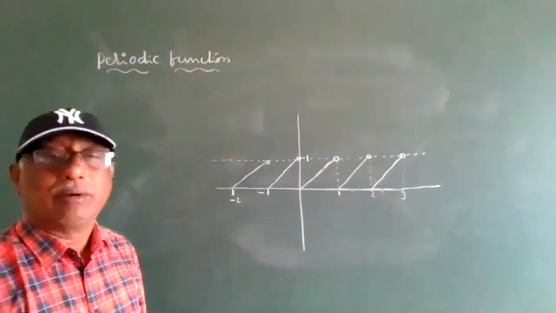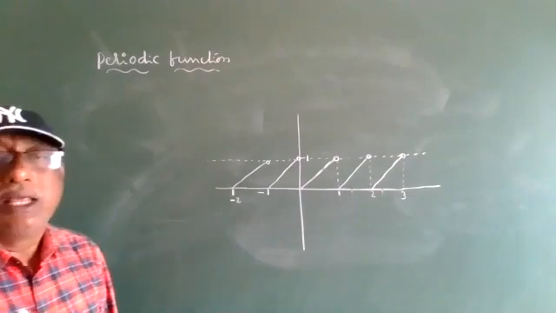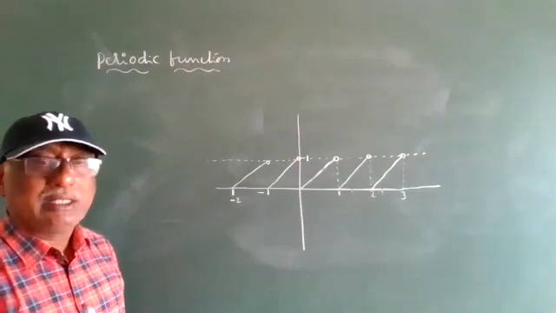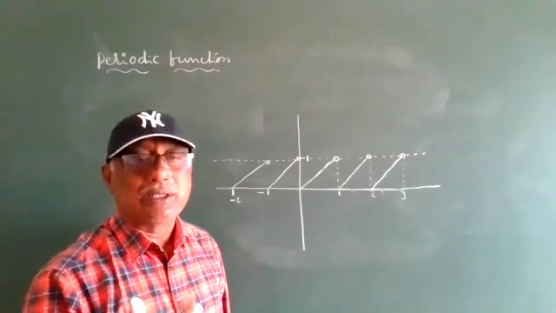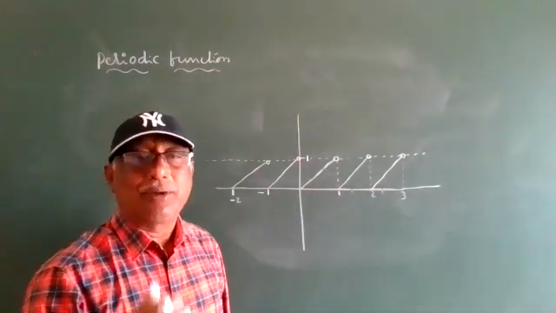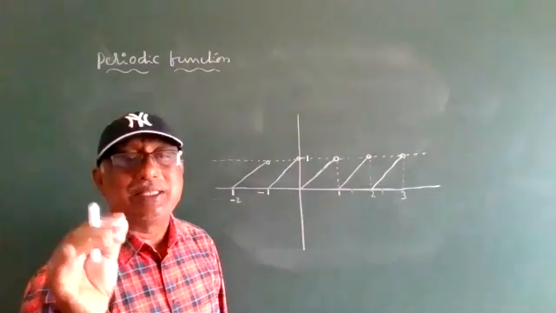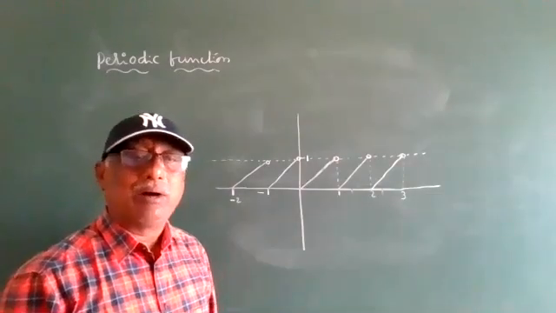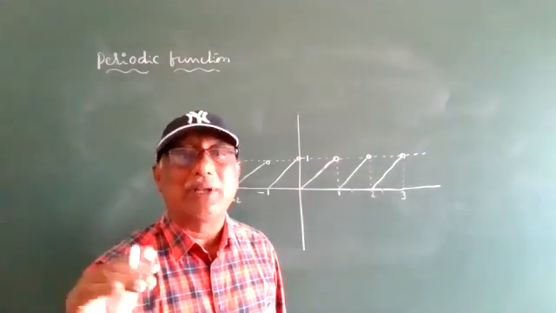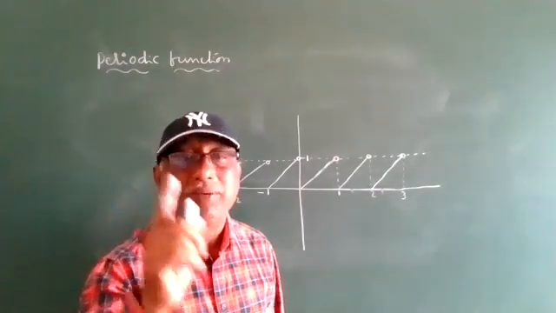Is it clear? Now everyone see. If the values are repeated, then it is called a periodic function. The sine values are repeated again after the fourth quadrant. Therefore, the sine function is a periodic function. And cos values are repeated after the fourth quadrant, that means after 360 its values are repeated again. Therefore, it is a periodic function.